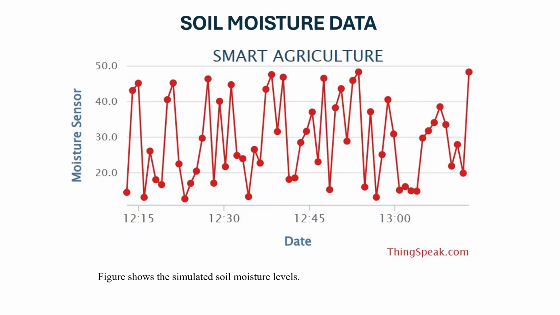Come to the next, soil moisture data simulation. The next turn is of soil moisture data simulation. Here again, in the same way, we have taken sensor data, meaning soil moisture sensor data, on the y-axis and time on the x-axis. The fluctuations can be seen from the diagram. You can see how the soil moisture level abruptly changes over a period of time. So I hope you got it.